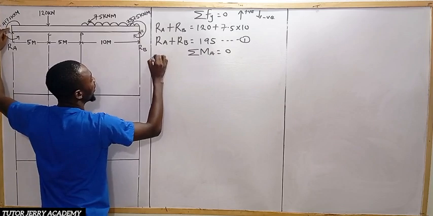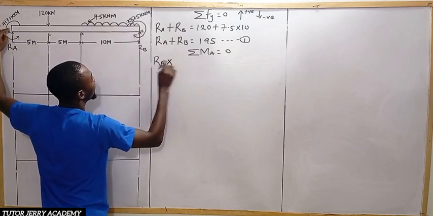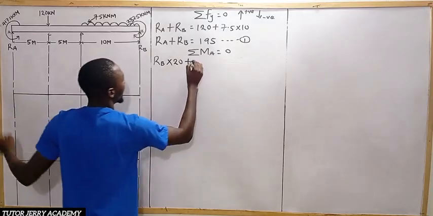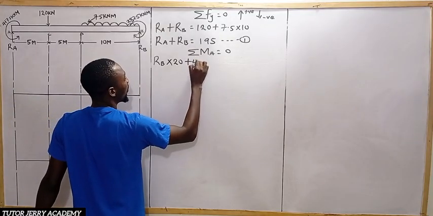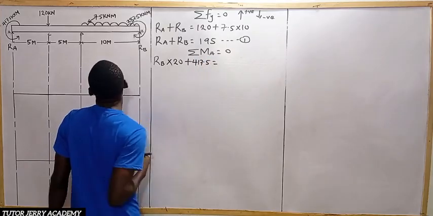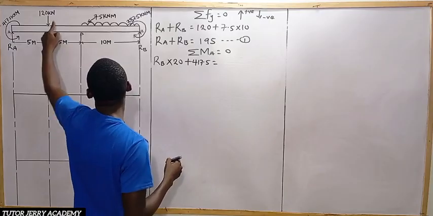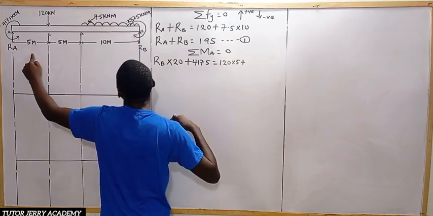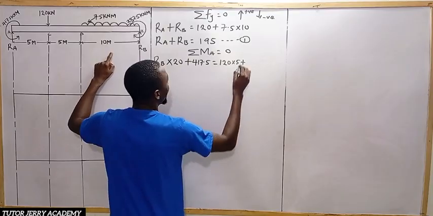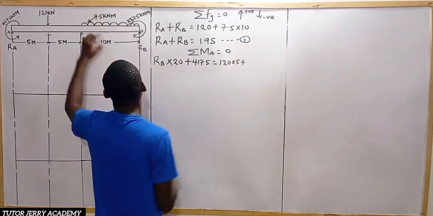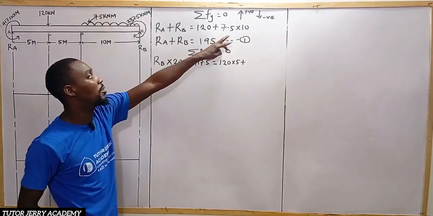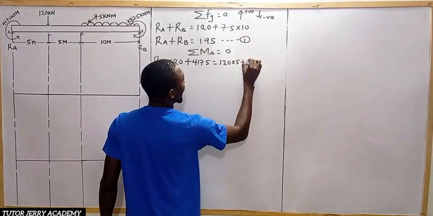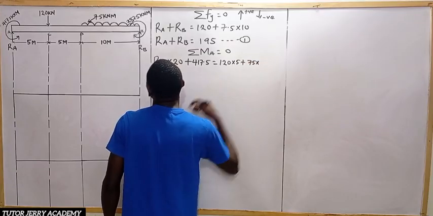We start with the reaction at B. We are going to have reaction at B multiplied by the total distance, which is 20, plus this moment here, which is 417.5, which will be equal to our downward forces: 120 multiplied by its distance, 120 times 5, plus the uniformly distributed load. When we convert that to a point load, we have 7.5 times 10, which is 75. So we have 75 here multiplied by the distance.